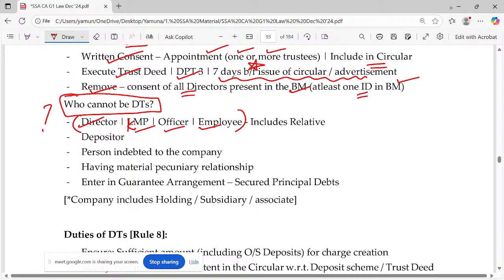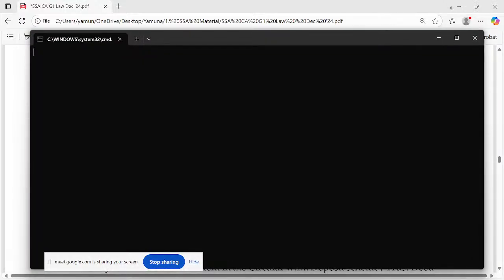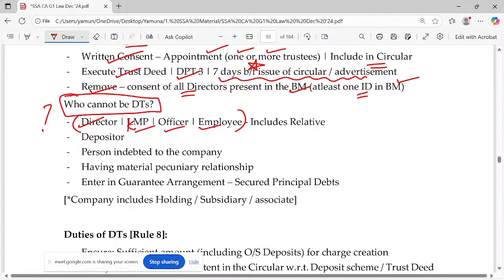See, why do we need to have these trustees? To protect the interest of the deposit holders or debenture holders. Here, if I myself, as a director, am the trustee, then the deposit holders of our company are not protected. In my case as an employee, I would only think about getting my money, as a salaried person.